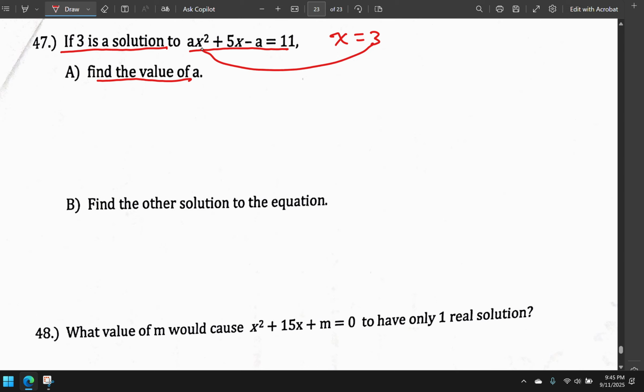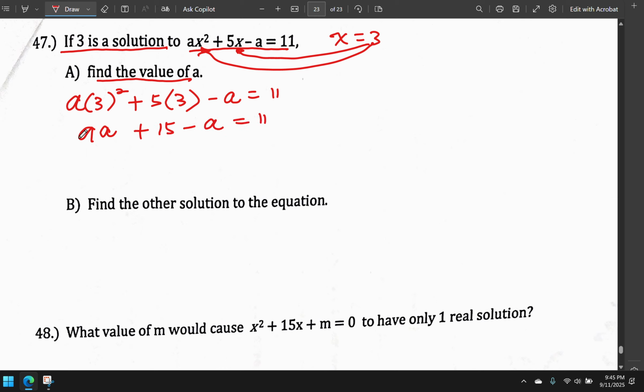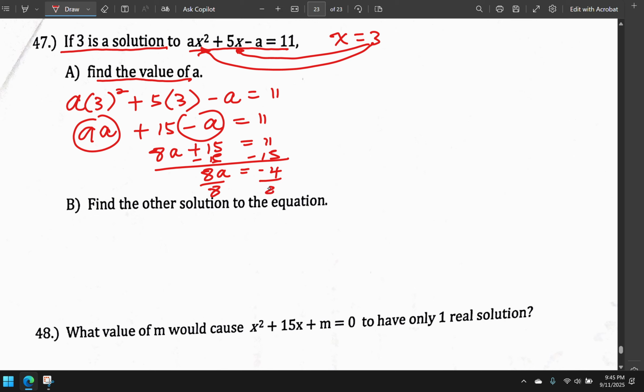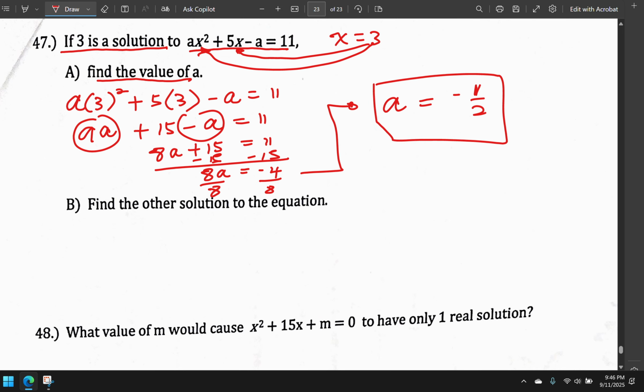What that means then is we can plug in 3 into each of these X values to help us solve for A. So we have A times 3 to the second power plus 5 times 3 minus A equals 11. So this becomes 9A plus 15 minus A equals 11. These are like terms. 9A minus A is 8A plus 15 equals 11. Subtract 15 from both sides. We end up having 8A equals negative 4. Divide both sides by 8. And I'm going to write it here because we don't have any more space. A ends up becoming negative 1 over 2. So that's part A. Easy peasy.